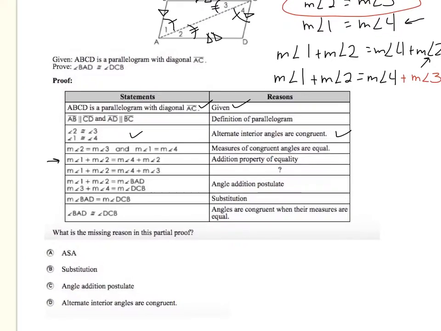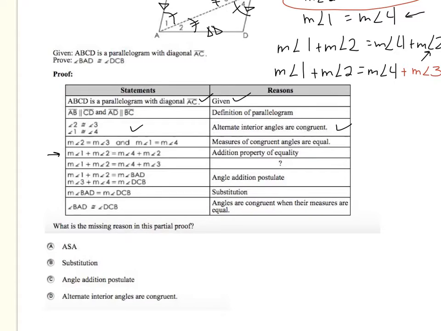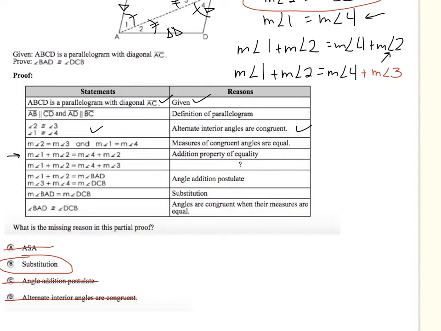Let's look at our choices. Angle side angle makes no sense; that's dealing with congruent triangles. Substitution. Did we substitute something in? We did, so that is going to be our answer, because we put 3 in for 2, and we knew those were the same. It's not angle addition, it's not two angles added together. And alternate interior angles, that's true, but that's not what we're dealing with in this case. So in this case, it's a simple substitution. I'm substituting angle 2 for angle 3.